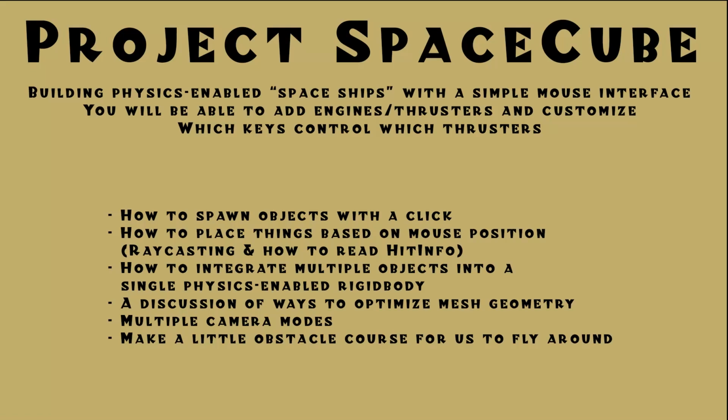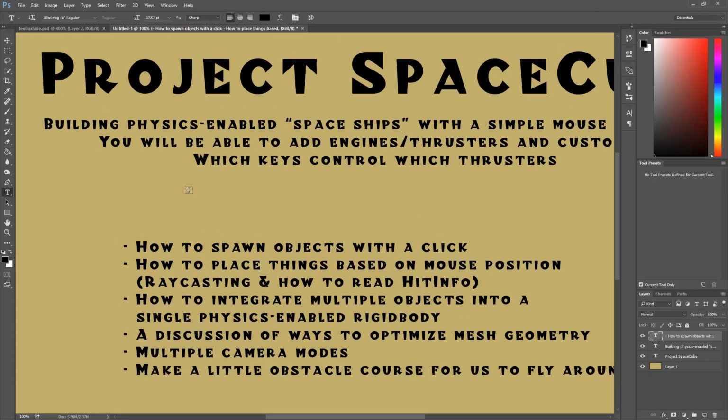We're also going to have a discussion of different ways to optimize mesh geometry, because we're going to be taking a bunch of cubes and sticking them together, and there are ways to optimize that final set of cube combinations for rendering. We're maybe not going to implement them, but we're going to discuss a few different ways that you can optimize that if you're looking to make very big and very complex ships, which we're probably not getting around to. We're going to implement multiple camera modes, which I think is going to be very handy for our work. And then at some point we'll make a little obstacle course so we can fly around in and test what we are doing. It's going to be fun.